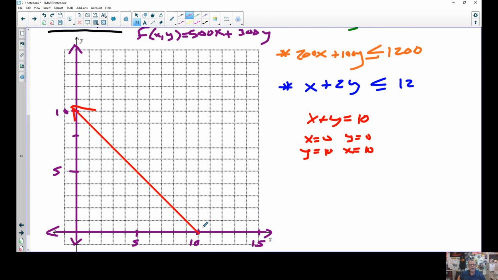So we have that line. And we're going to be underneath that. So we've got kind of a triangle again. And we got rid of x plus y equals 10. So now let's go back up.